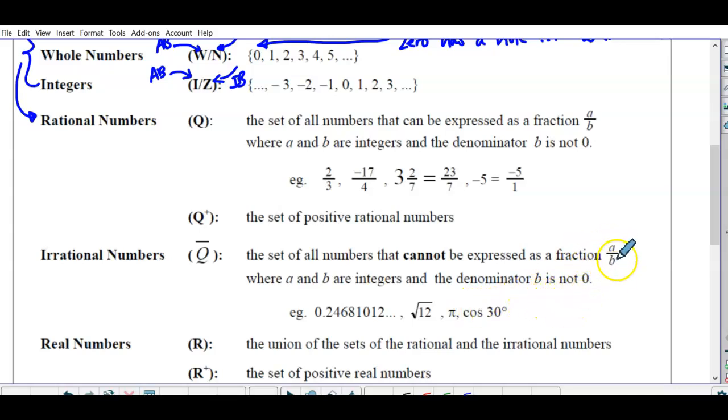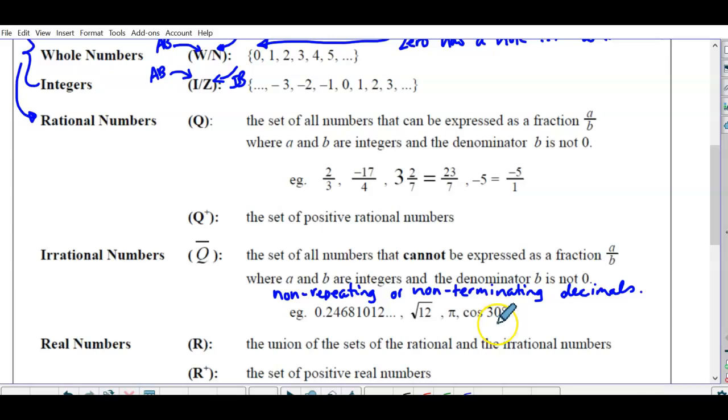So you can't end up showing it as a fraction, and that really means they are non-repeating or non-terminating decimals when you show them as a decimal. You can't see a pattern that repeats. Root 12, 12 is not a perfect square, so that's not going to be able to be simplified. Pi we already talked about.